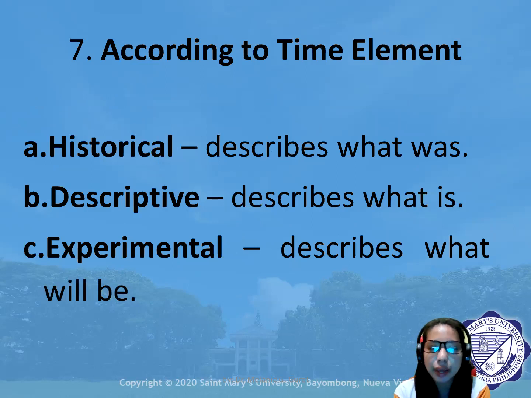And according to time element, it can be historical. So we want to know or describe what was, descriptive to describe what is, and experimental to describe what will be. So as you can see here for the time element, if we wanted to learn or discuss something about history, of course, that is past, emphasized by the word was. Descriptive is to describe, of course, what is in the present, and experimental. So you want, of course, to know maybe the effectiveness of a particular intervention, and you will be able to know that once you conduct the experiment.